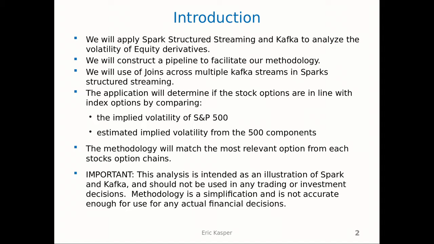And what we're going to try to do is calculate the implied volatility of the S&P 500 from the components of the S&P 500, so we can compare them directly to see if there's any kind of dislocation in the market. The complex part is going to be how we pick out the right option from the option chain to identify which one to use in our implied volatility calculation.